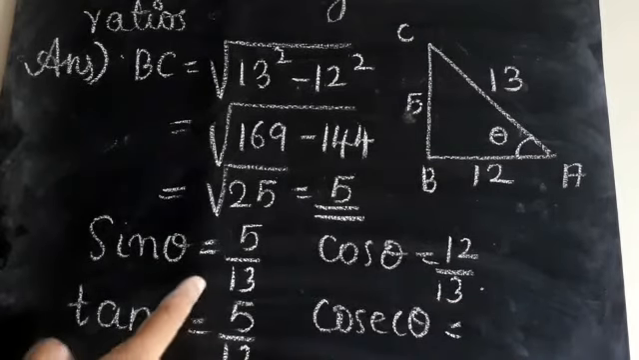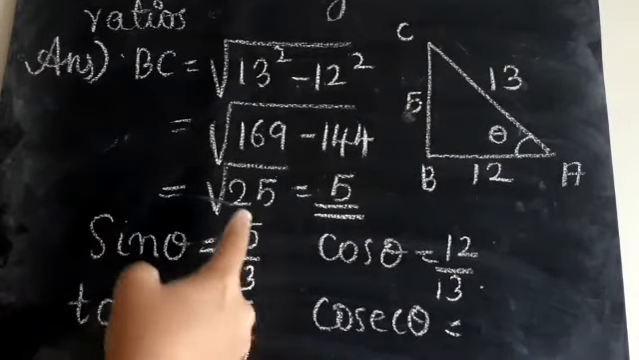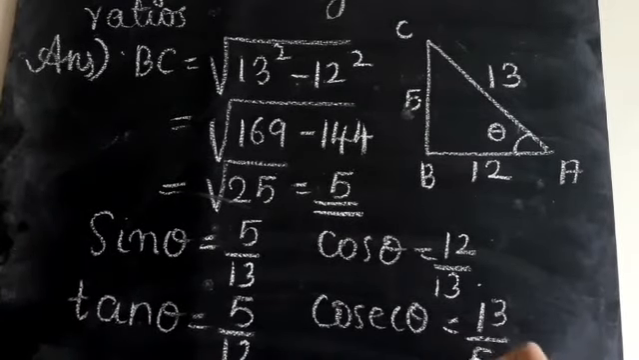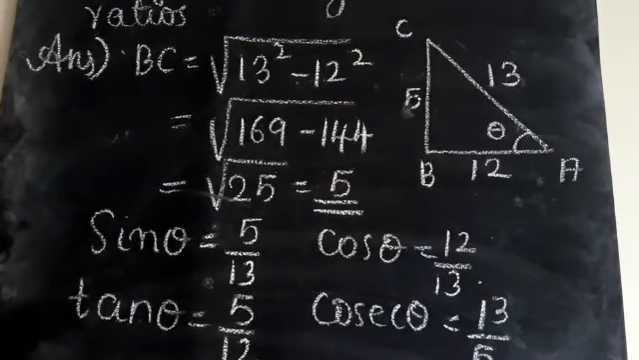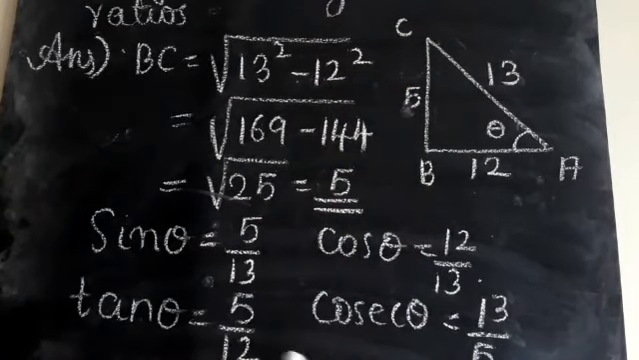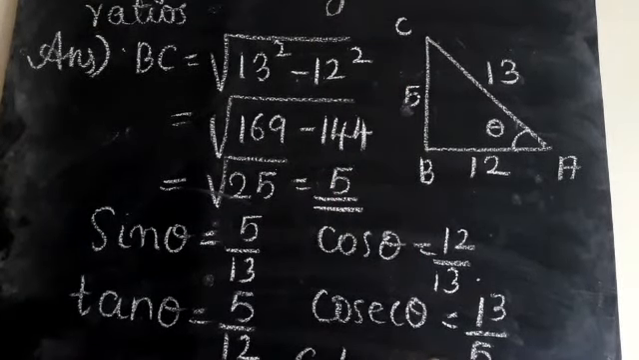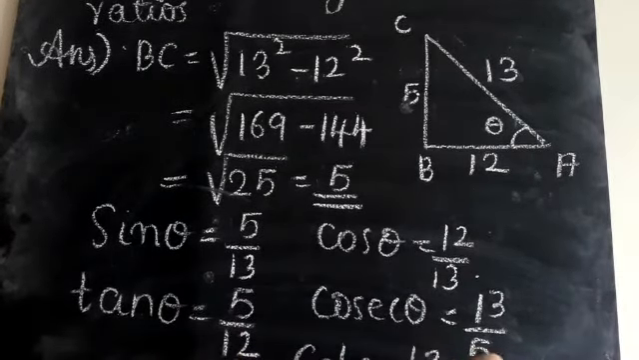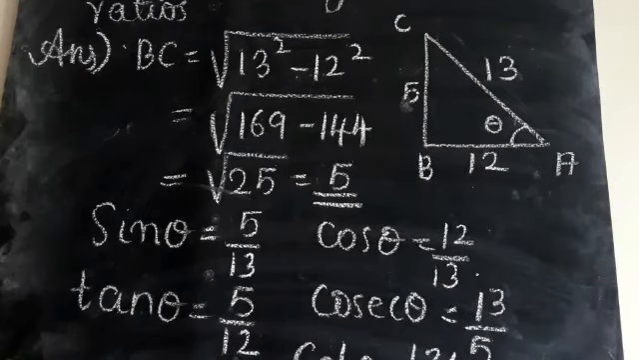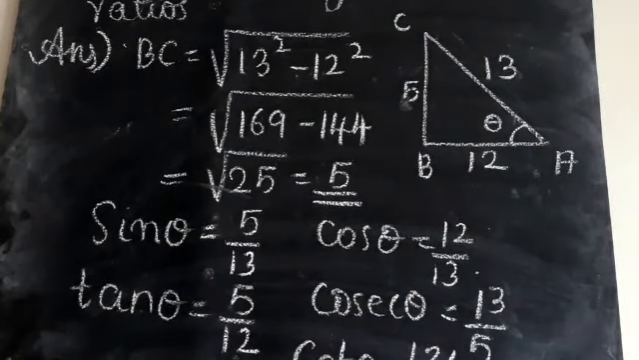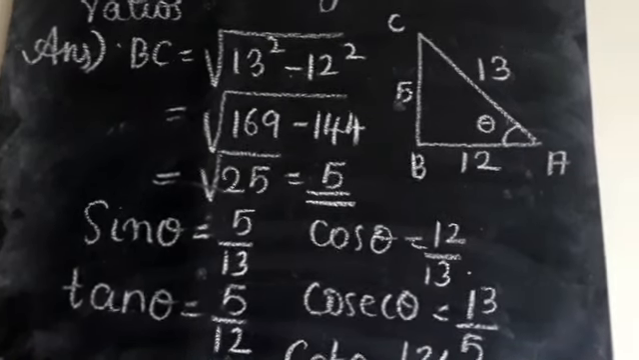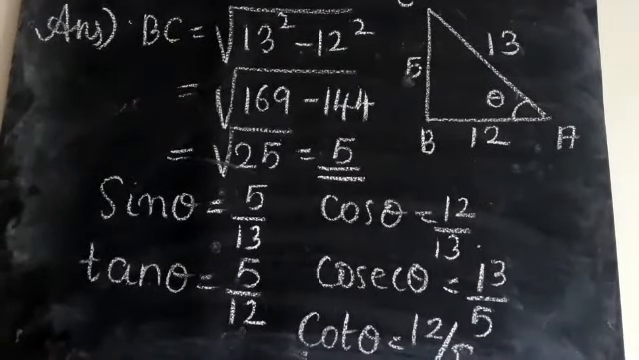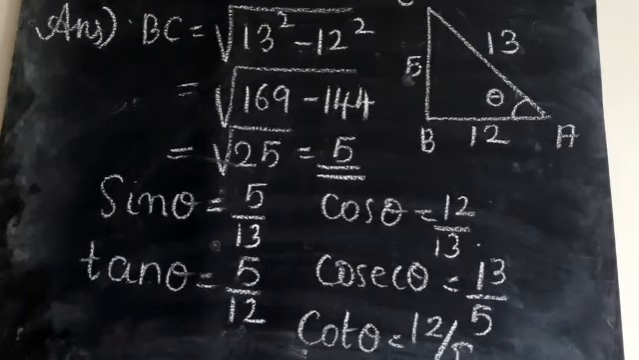And the next one, cosec. Cosec, actually what is that? Cosec theta is the reciprocal of sine. Sine is 5 by 13, so its reciprocal will be 13 by 5. Sec is given in the question. And the last one, what is that? Cot. Cot is the reciprocal of tan. Tan is 5 by 12. So cot, what is that? 12 by 5. Okay. So if you know one trigonometric ratio, we can easily find out the remaining trigonometric ratios like this. Okay.